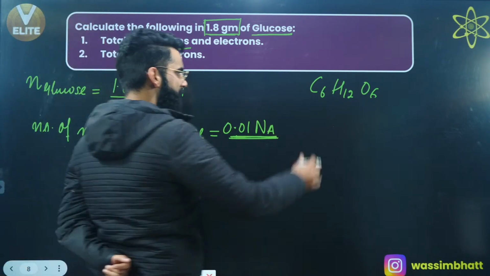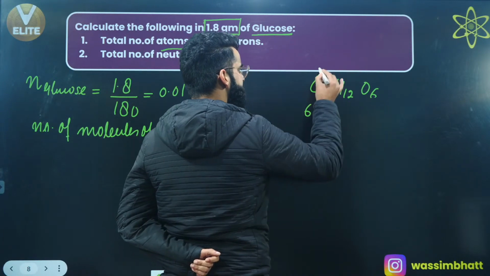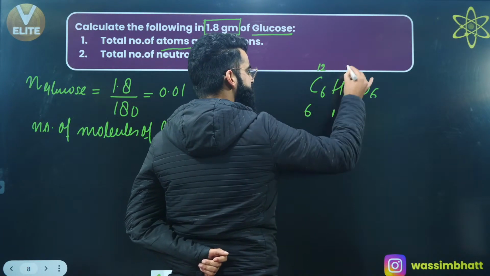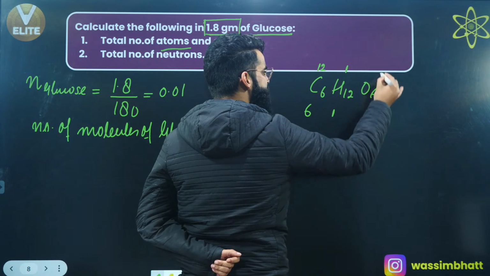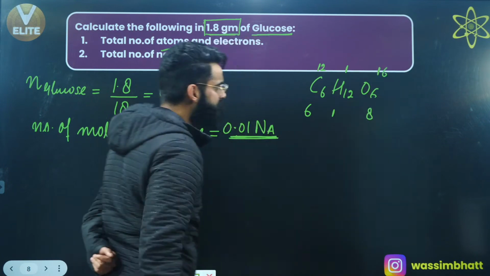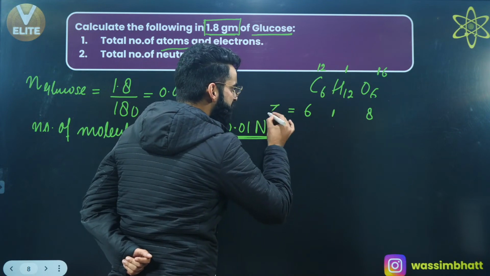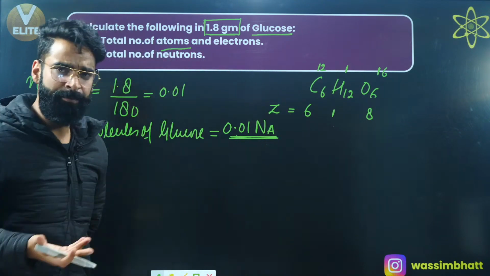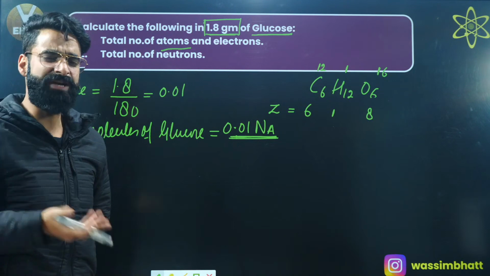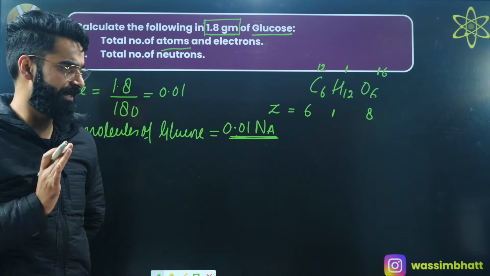Have a look. Carbon has an atomic number of 6 and atomic mass of 12. Hydrogen is 1 and 1. Oxygen is 8 and 16, right? So in one atom of carbon, these are the values of atomic numbers. And whatever the atomic number values are, the same will be the number of electrons and protons if it is electrically neutral, right?